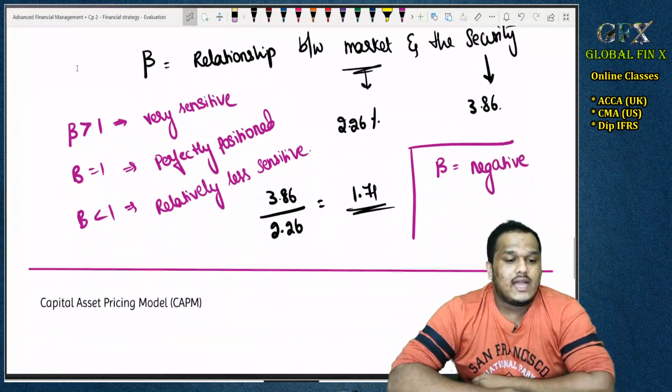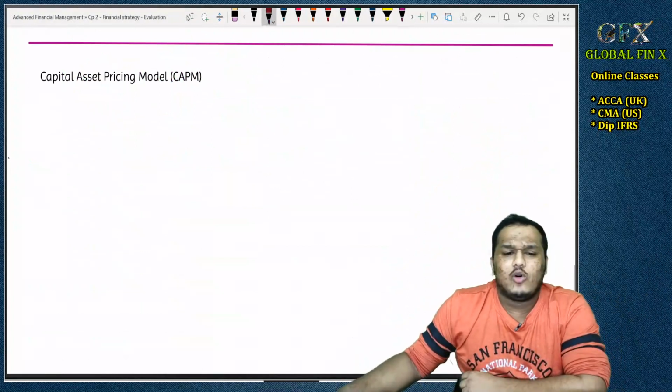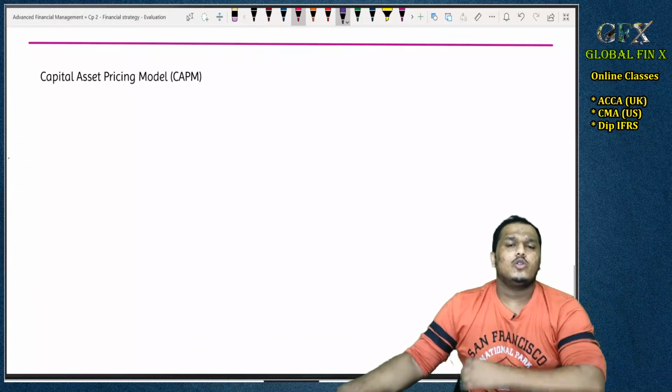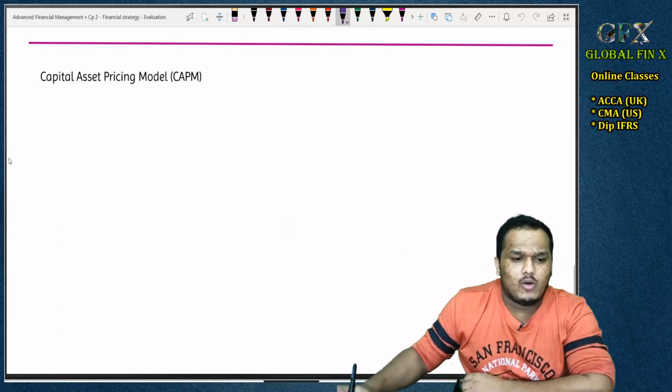With that being said, now let's move on to the capital asset pricing model. I won't take much time here because I don't want to beat around the bush too much, so I'll directly go to the formula. What is the formula?